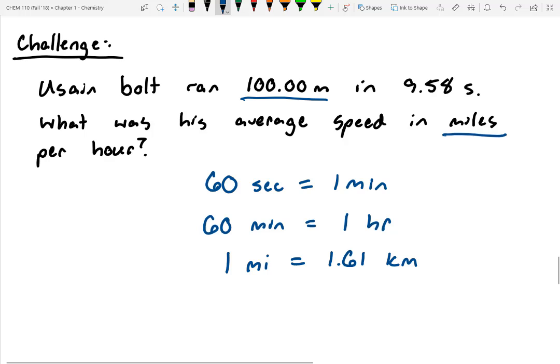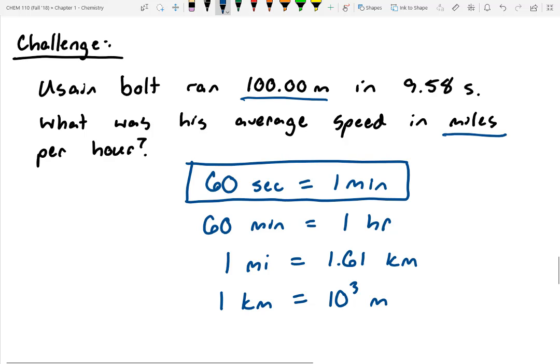All right? But we don't want kilometers because we measured his distance in meters, right? So then we could say 1 kilometer equals 10 to the what meters? 10 to the third. So this one has 4 unit conversions. Pretty tricky. I'll give you a minute to work on this. Then check with your neighbor to see if you can apply all 4 of these unit conversions to get the correct answer.